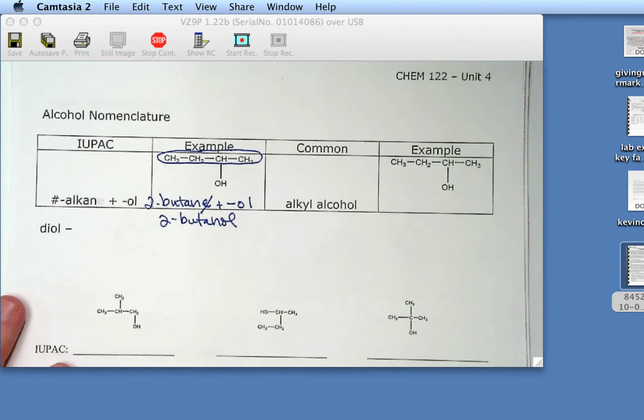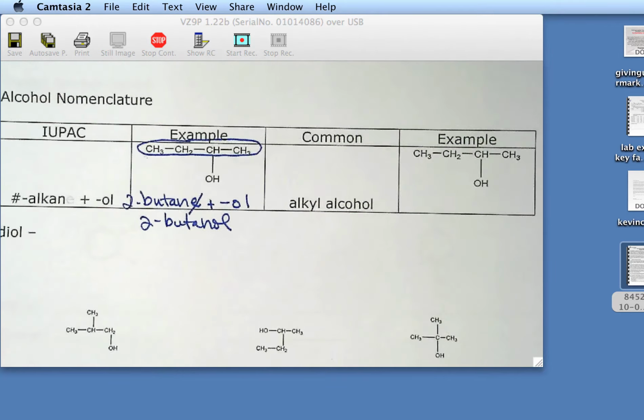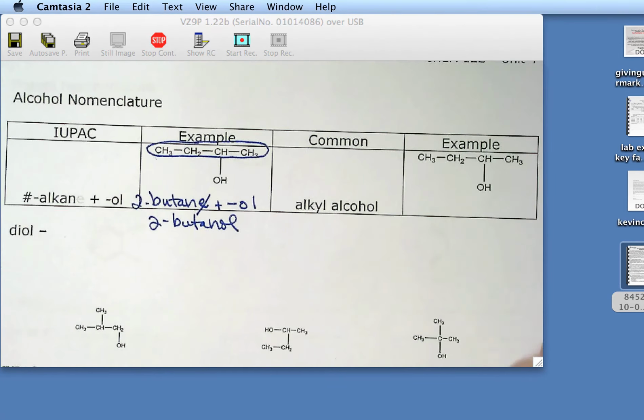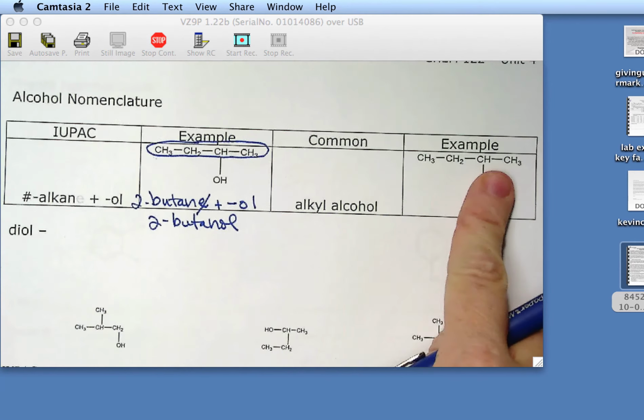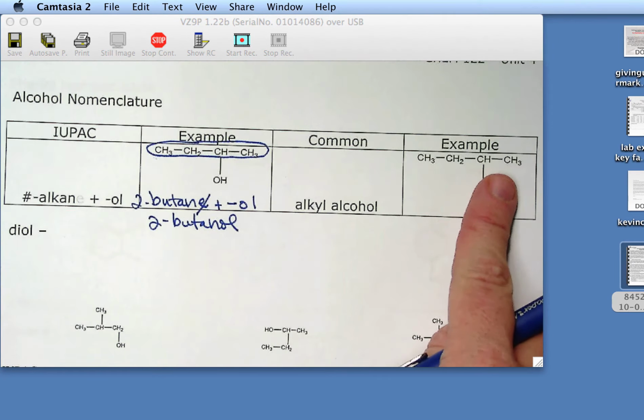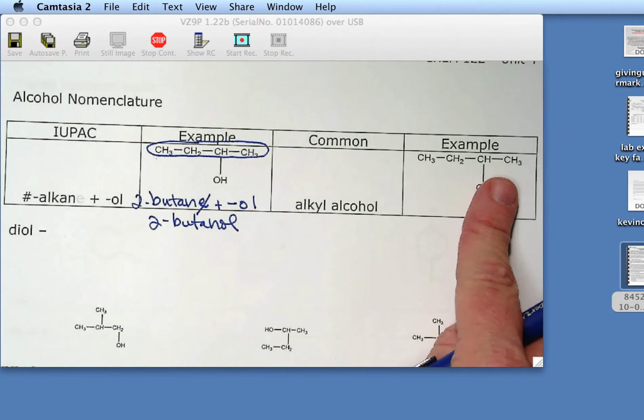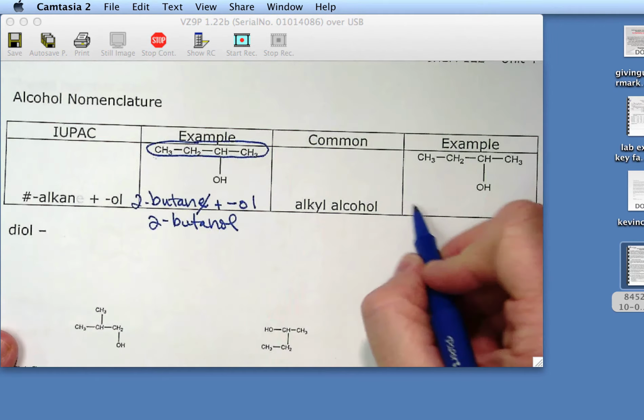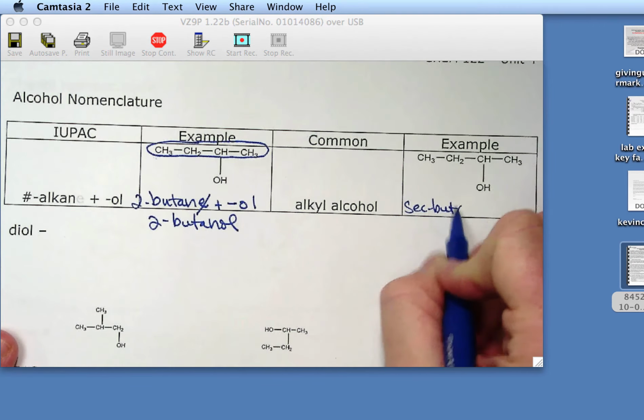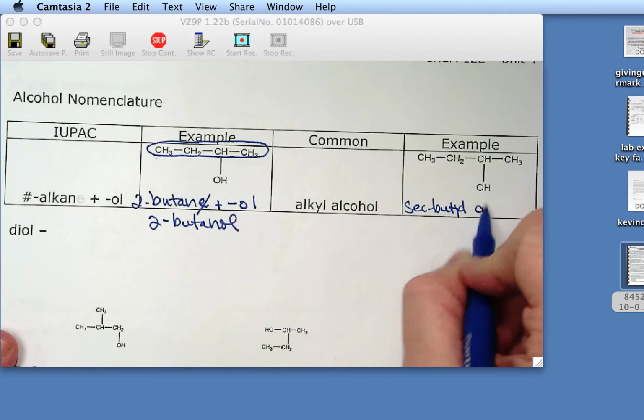Common nomenclature. Cover up the OH and name the alkyl group. This is the alkyl group from Unit 3. So if you're a little rusty on your Unit 3 alkyl groups, your isopropyl, isobutyl, sec-butyl, T-butyl, go back and study those. Put those flashcards into your rotation. So sec-butyl. Sec-butyl alcohol.